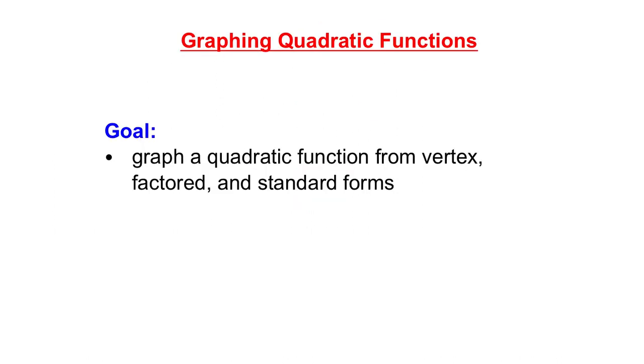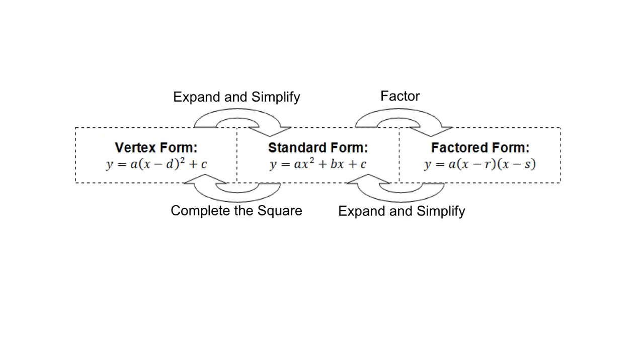We're going to put all that algebra to use in this lesson on graphing quadratic functions. So we're going to graph a quadratic function from the vertex form, from the factored form, and from the standard form. Just remember that each form of the equation tells you different key pieces of information about the graph. So if you want the information from vertex form, but you have standard form, well, complete the square. Now you have vertex form. Now you know where the vertex is on your graph.